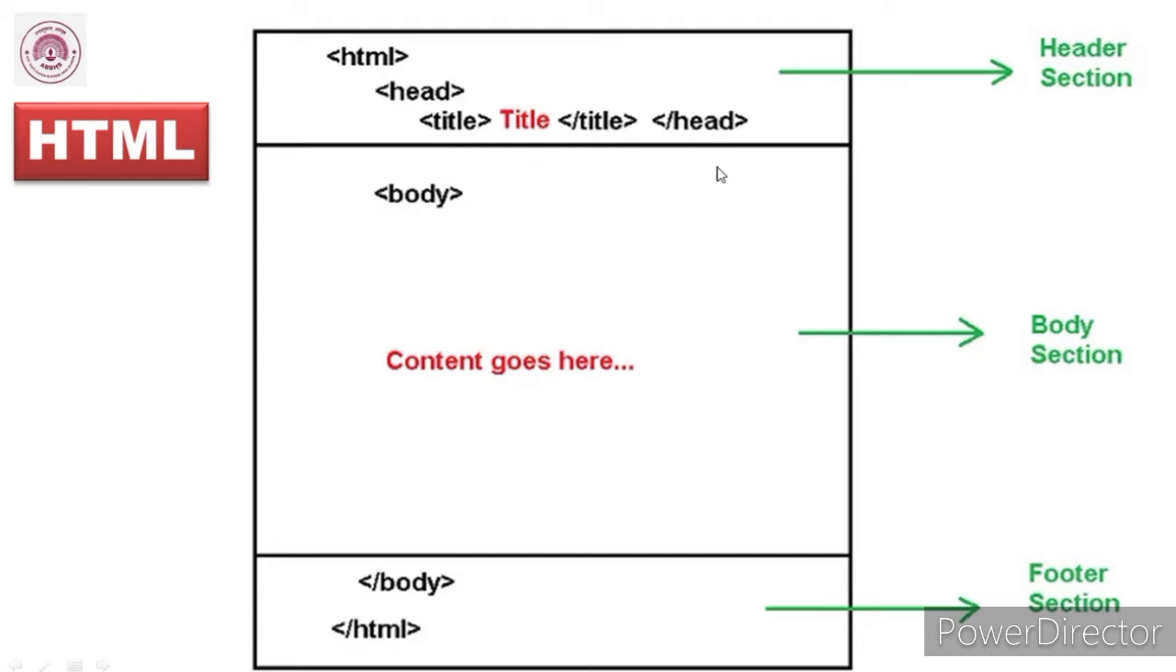An HTML document starts with the HTML tag and ends with the /HTML tag. The structure of an HTML document consists of parts: the head section, the body section, and there is also a footer section.